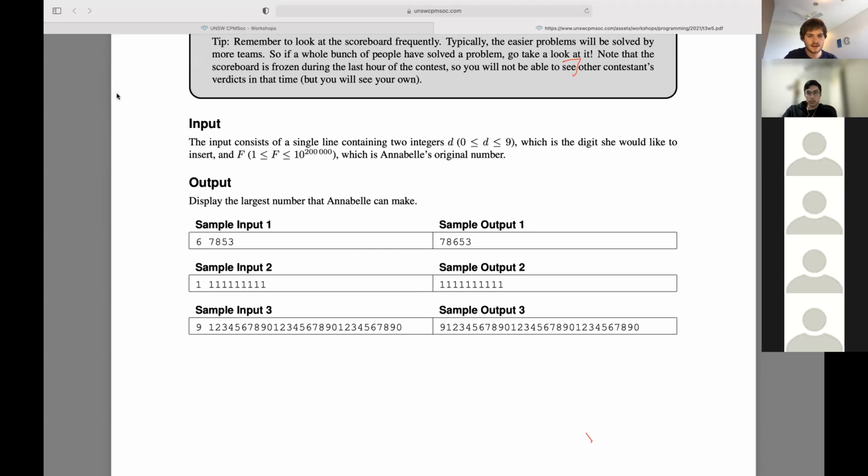So here is the first sample input. We just went over that one. In this second case, we just add the 1 anywhere we want. In this final case, we want to add our new 9 to the start to make the biggest number we can. So I guess any thoughts on how we can go about this? What position do we want to insert the number in?